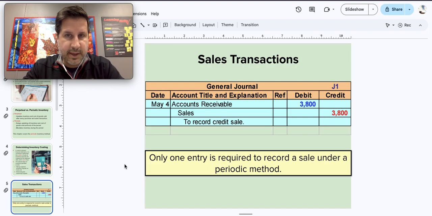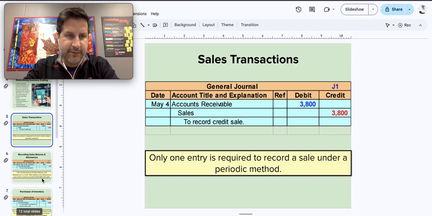Had we done this in a perpetual system, we would have that second transaction: a debit to cost of goods sold and a credit to merchandise inventory for, say, $2,000 or whatever we bought the inventory for. We don't do that in a periodic system because we will update our inventory on occasion. So that's an important transaction for you to take note of.